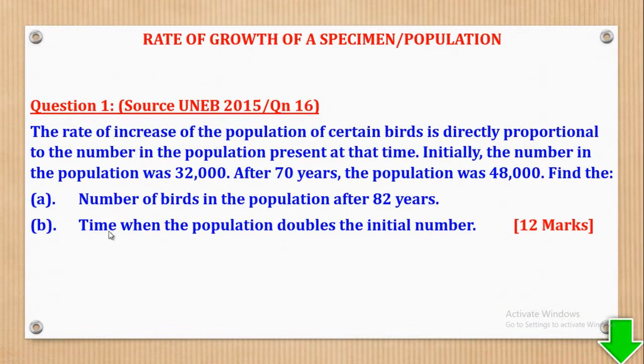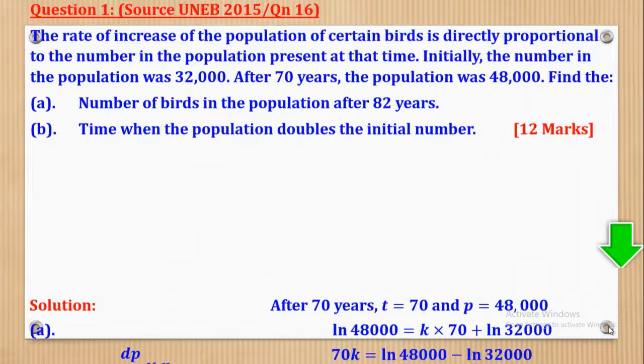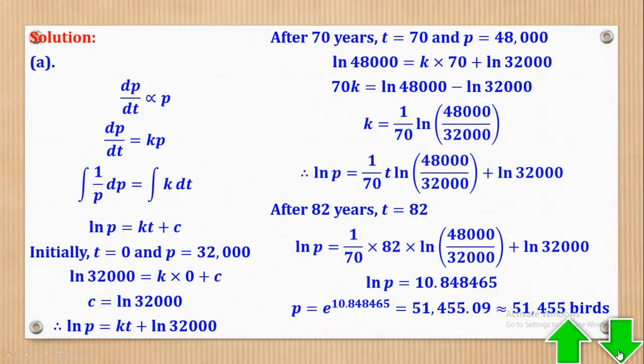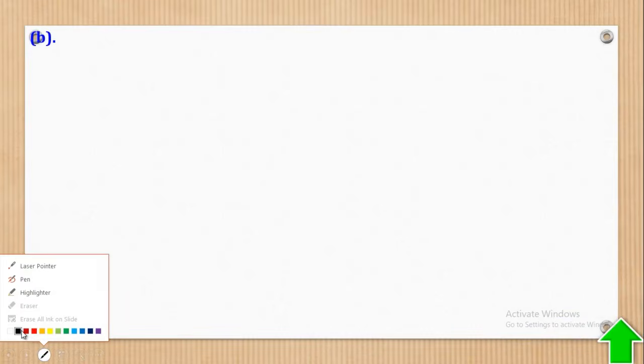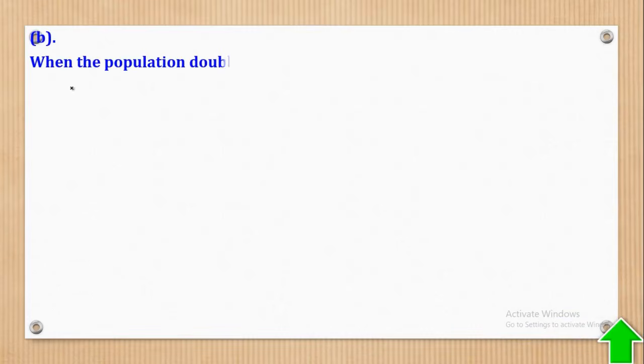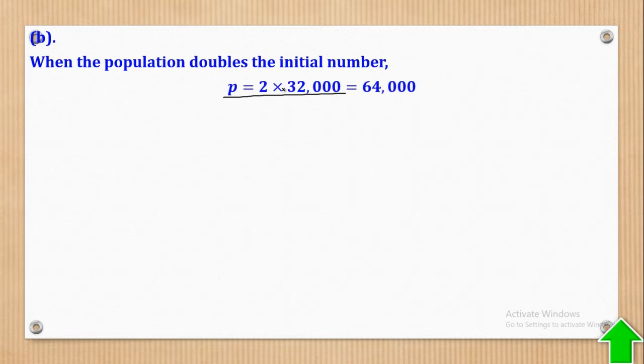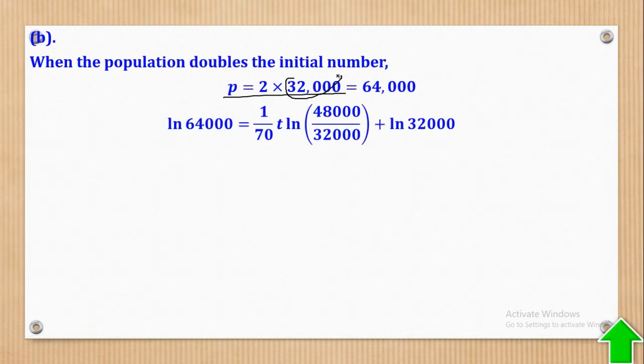Then part B, they said the time when the population doubles the initial number. So when the population doubles the initial number, P is equal to twice this, because the initial number was this. Therefore, come and substitute for this value of P here. You remain with only t as the only unknown. Therefore, look for a way of making t the subject.